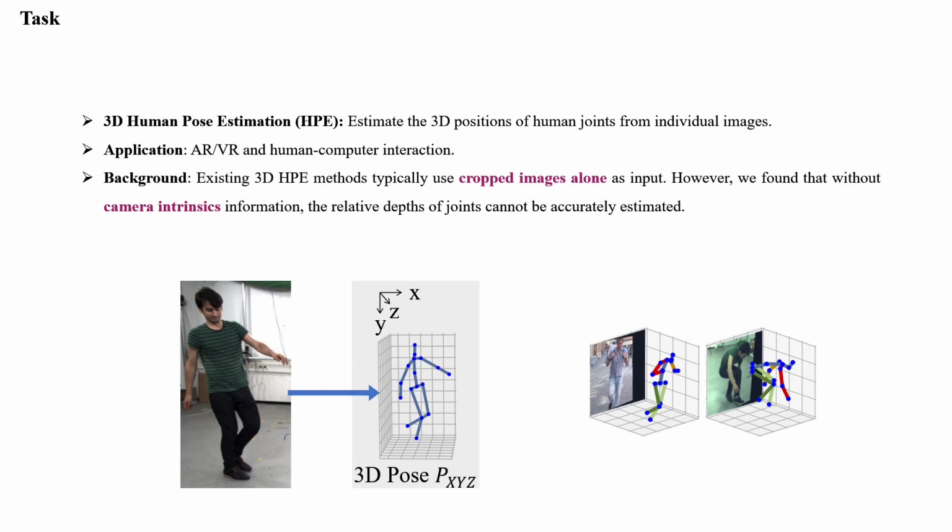As for existing methods, most 3D HPE approaches only use cropped images as input. However, the relative depth of joints cannot be accurately estimated from cropped images without the corresponding camera intrinsics, which determine the perspective relationship between 3D objects and the cropped images.